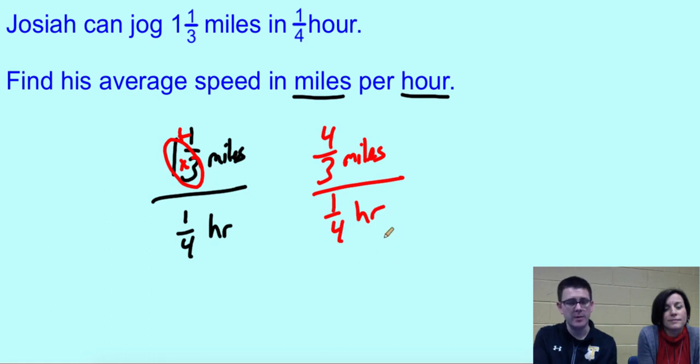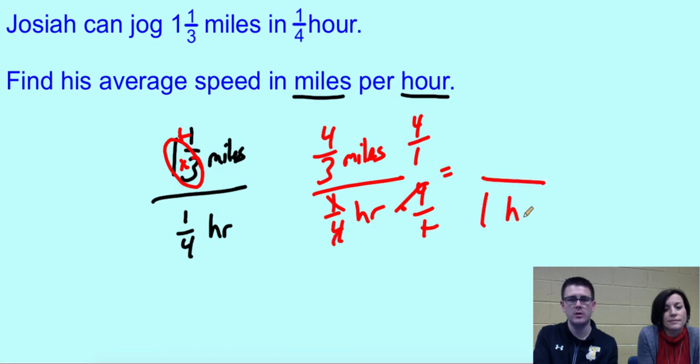Again, we want to turn our denominator into a 1, so we're going to multiply by its reciprocal, 4/1, and do the same thing up top. Down here, everything cancels out, and I'm left with 1 hour, which is what I wanted. Up here, there's nothing to simplify, so I'm going to have 4 times 4 is 16. 3 times 1 is 3. So I have 16/3 of a mile.